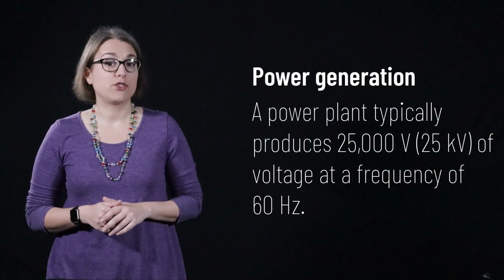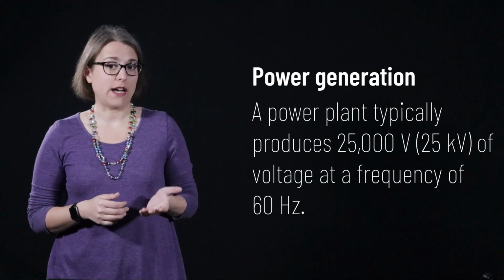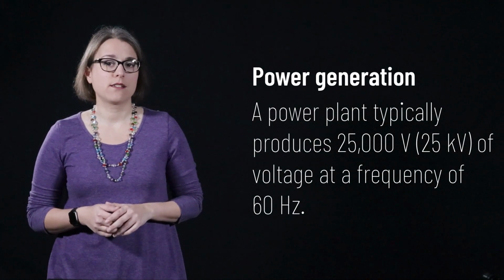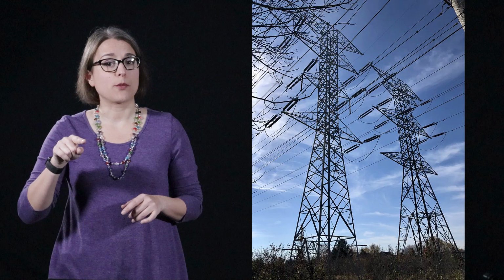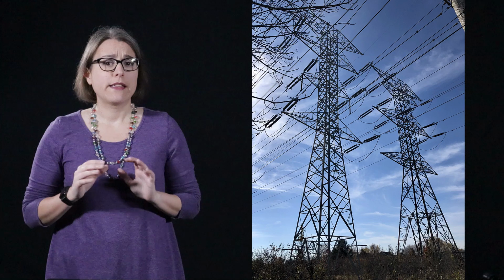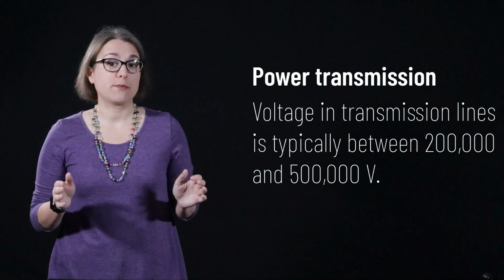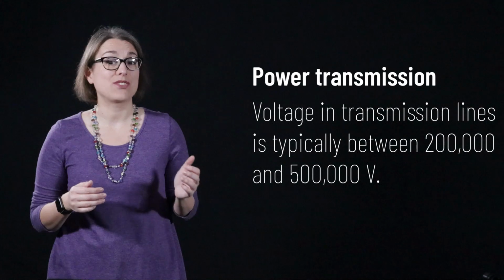The voltage of the electricity generated by a power plant is typically about 25,000 volts, 25 kilovolts. The frequency of the AC voltage is 60 hertz in the United States. This voltage is stepped up at the power station to a much larger voltage before being sent through transmission lines on the next phase of its journey to our homes. These are the extremely huge and tall power lines that do not connect to our homes, but instead transmit electricity over long distances. The voltage through transmission lines varies, but is usually in the neighborhood of 200 to 500,000 volts.